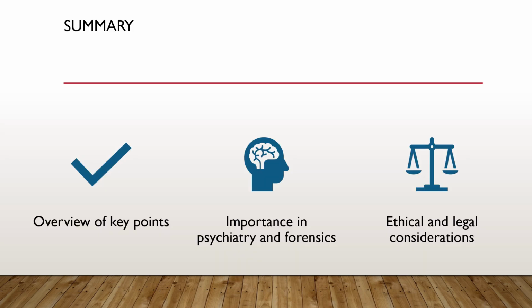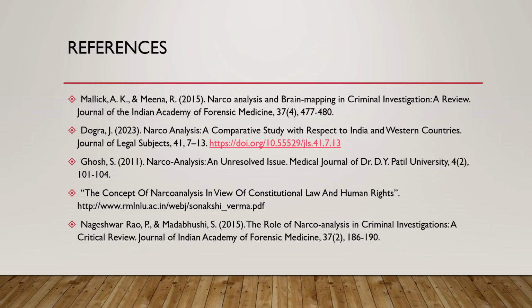Summary: narco-analysis and other techniques that a person goes through, such as polygraph tests and brain mapping. We are not able to discuss brain mapping briefly, as it's a very long process and another topic on its own. Importance in psychiatry and forensics: in psychiatric practice, to bring out repressed emotions and past trauma, and in forensics, for high-profile cases or where we lack evidence and want to bring out more information from the accused. And ethical and legal considerations: what is the validity in a court of law? These are my references. Thank you.